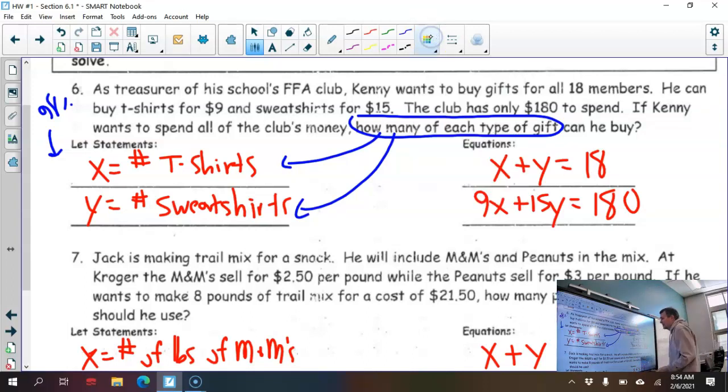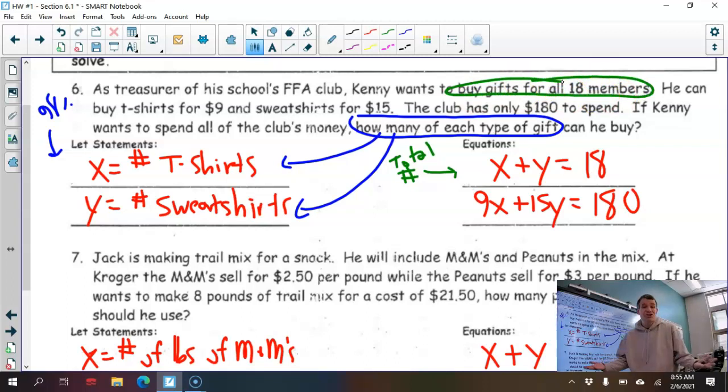Then, okay, I talked about in the notes writing about 3 or 4 different types of equations. This equation here has to do with the total number. That is very often one of the equations. He needs to buy 18 shirts, either t-shirts or sweatshirts. So I know that the number of t-shirts and the number of sweatshirts combined needs to equal 18, which is how I got that equation.